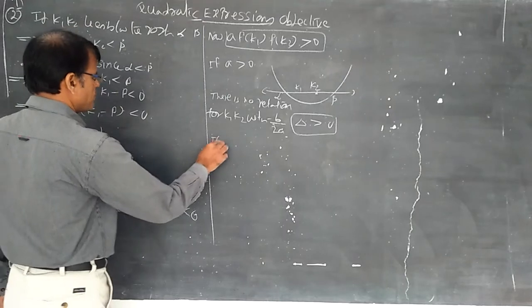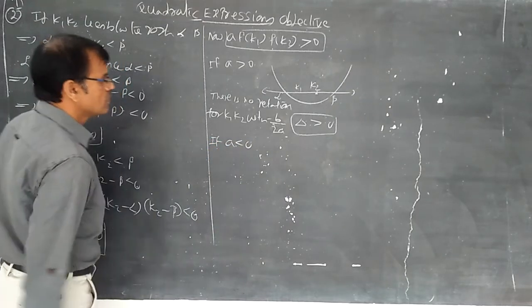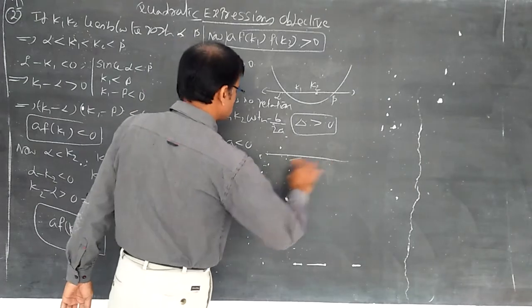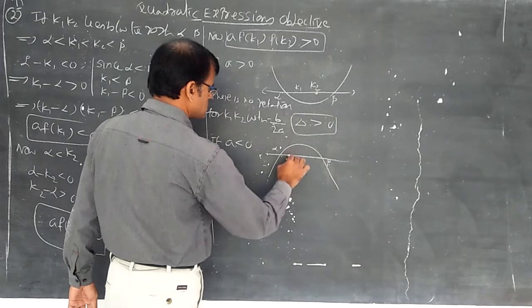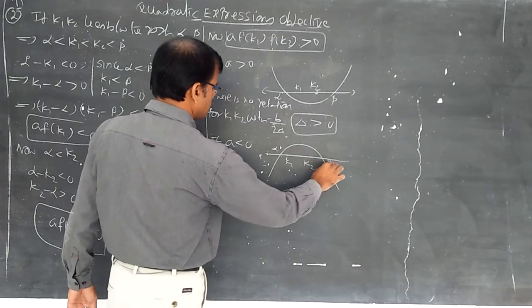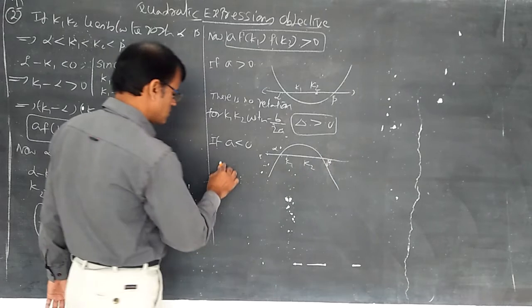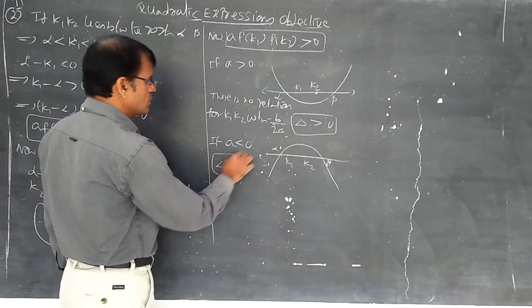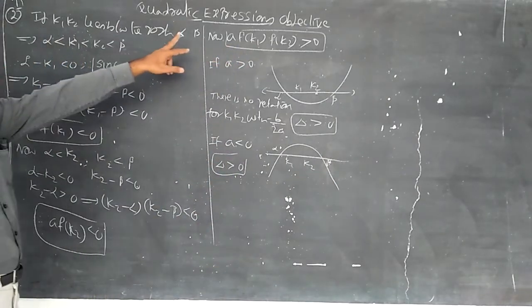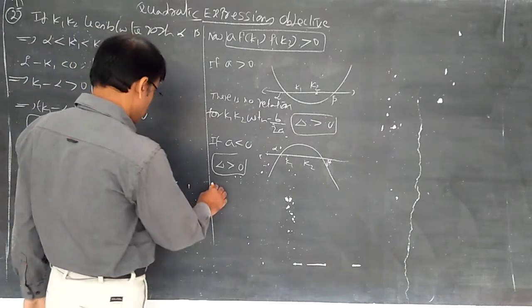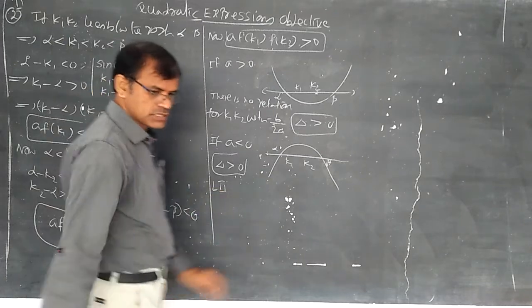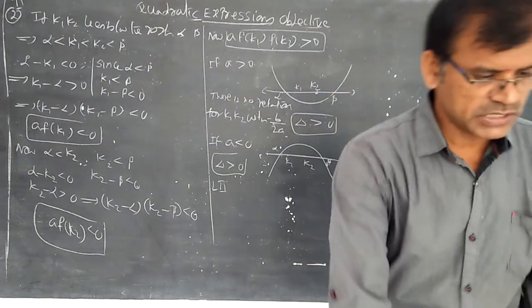That's all. Next, if A less than 0, the graph is a downward parabola, and put here alpha and here beta, simply here K1 and K2. Here also the same concept, delta greater than 0. The concept here for both is A into F of K1 into F of K2 greater than 0. If you take separately, you can say A into F of K1 less than 0, A into F of K2 less than 0. Now, depending upon this concept, Level 2, question number 40 is there.